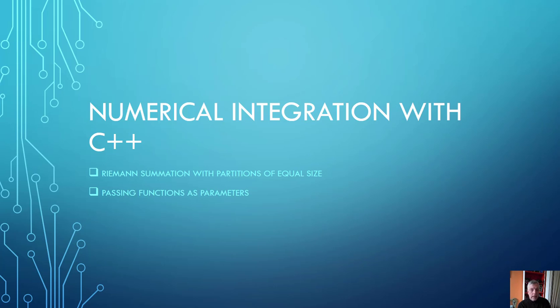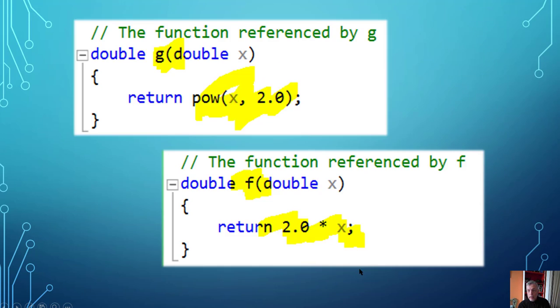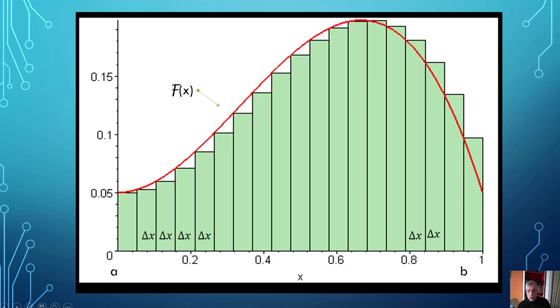Hello, we're going to take a look at passing the Riemann sum function and passing functions as a parameter. Just recall from your calculus that the area under a curve, call it f of x, as you see in this diagram, can be approximated with many rectangles. And we can under-approximate and we can over-approximate. You can review that later.